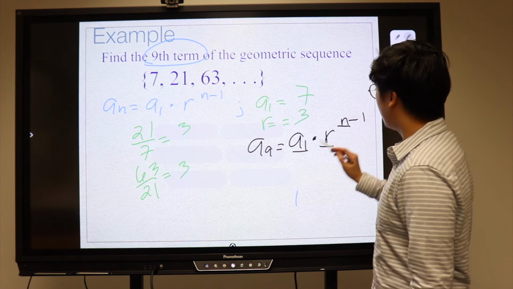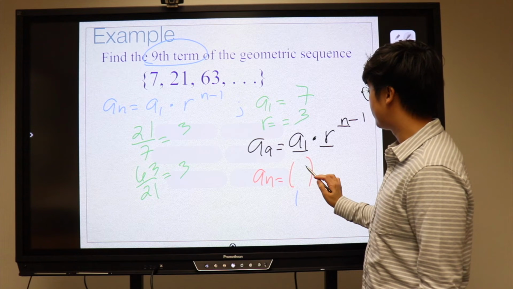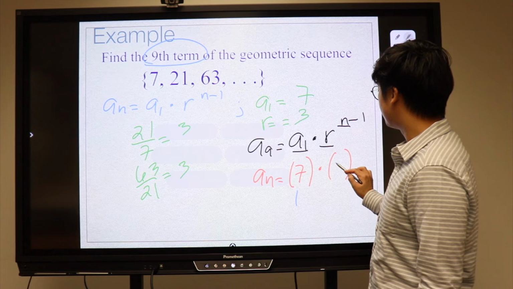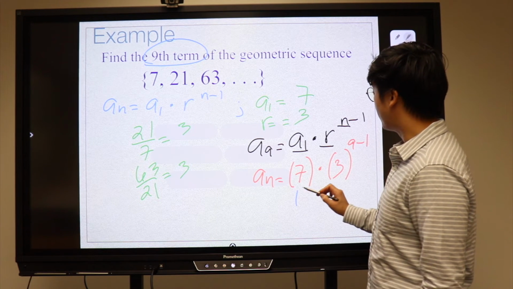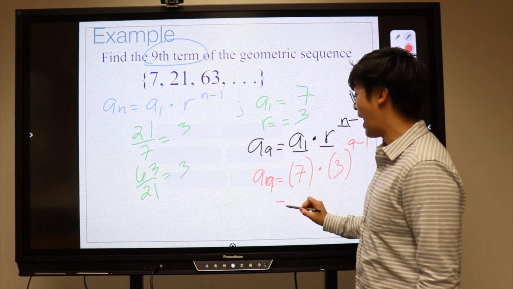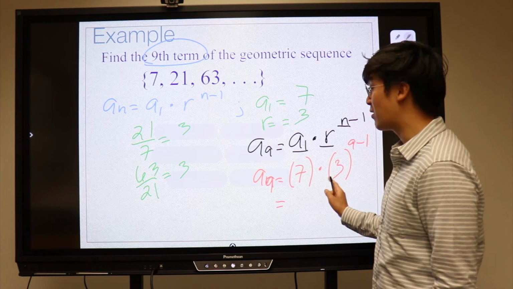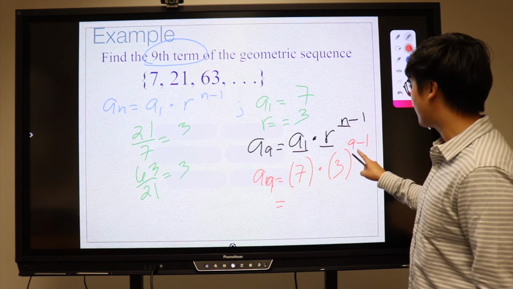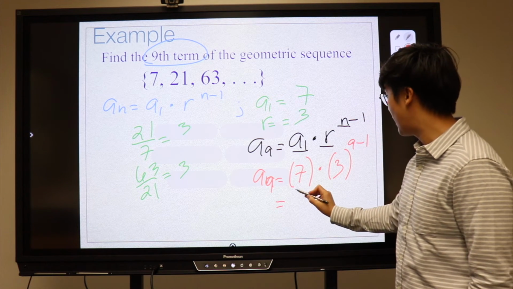So using the formula, a sub 9 is equal to, what is the first term? 7. Multiplied by what is r? 3. Raised to n minus 1, which is 9 minus 1, right? Because I'm looking for the 9th term. So now I can do the math. That's the reason why I cannot combine 7 and 3 before, because you cannot multiply 7 times 3 and then raise it to the exponent. No, you need to use the exponent first, right?